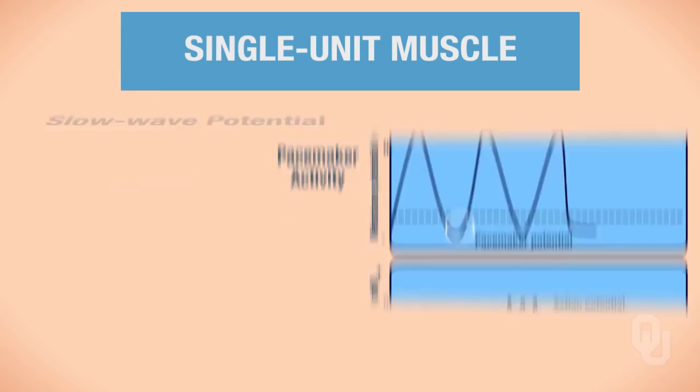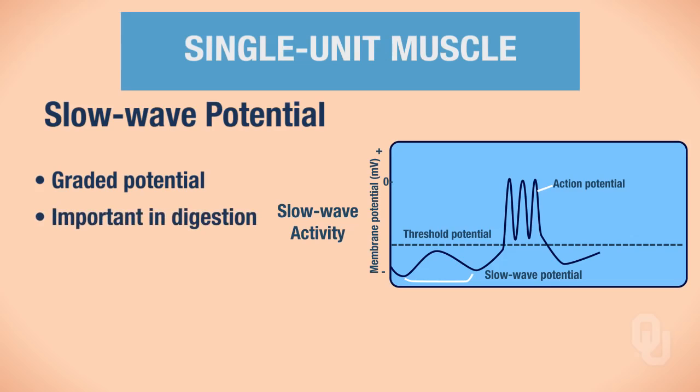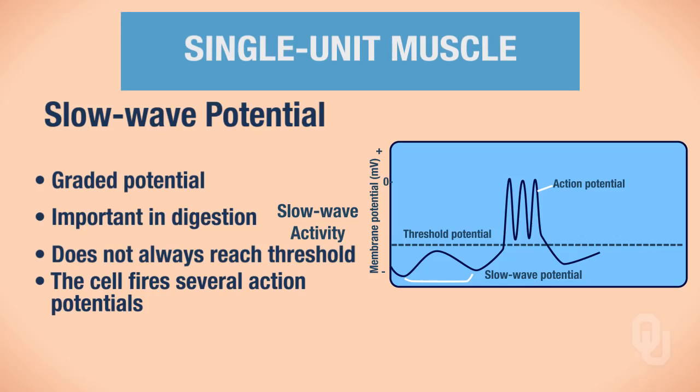Now, let's look at a slow wave potential. These are also types of graded potentials. These are important in the gut. They are important in digestion. Let's look at this graph of a slow wave potential. So in a slow wave potential, does the cell always reach threshold? No. When the cell does reach threshold, however, does the cell fire only one action potential or several action potentials? The cell fires several action potentials.